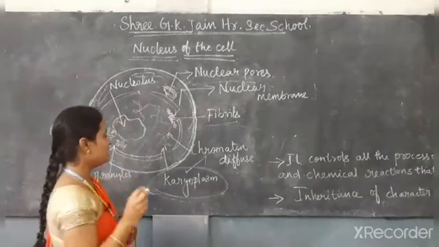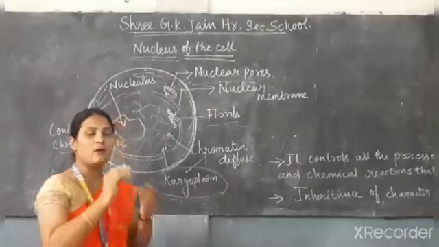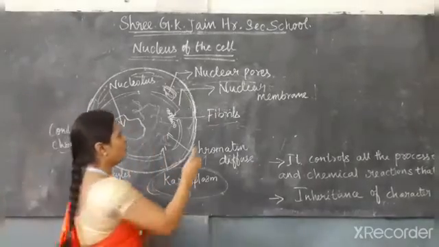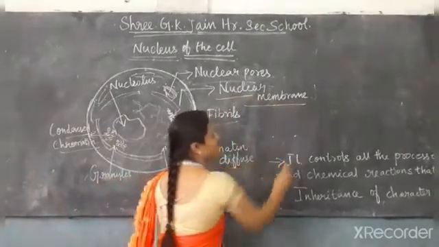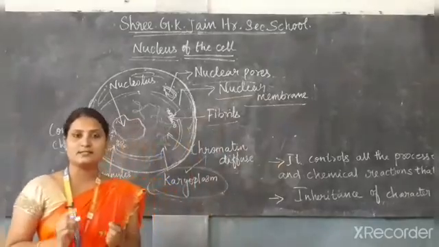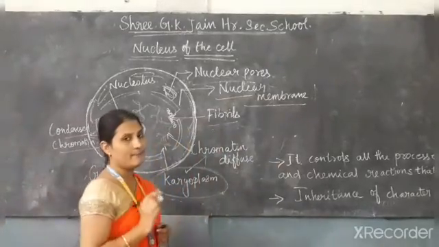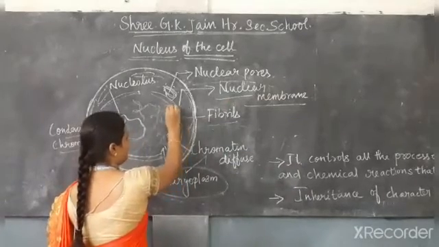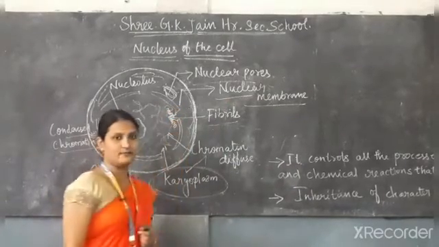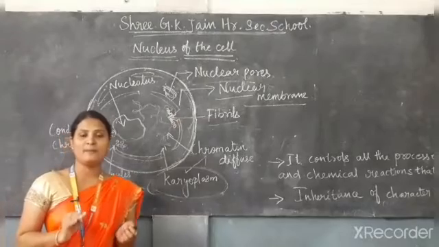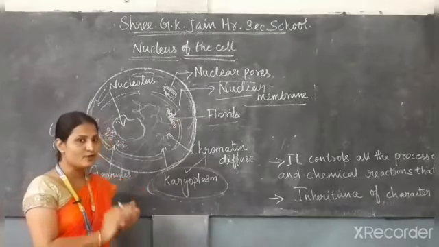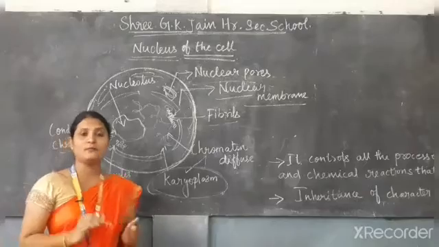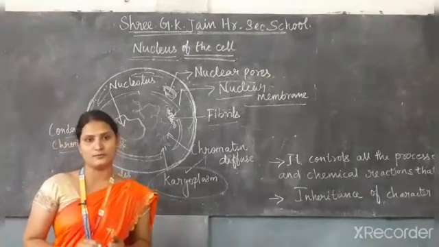Those pores are called nuclear pores, and the boundary of the nucleus is called the nuclear membrane. And these are the fibrils, the small particles. So far we have discussed the structure of the nucleus, and now what are the functions of the nucleus.